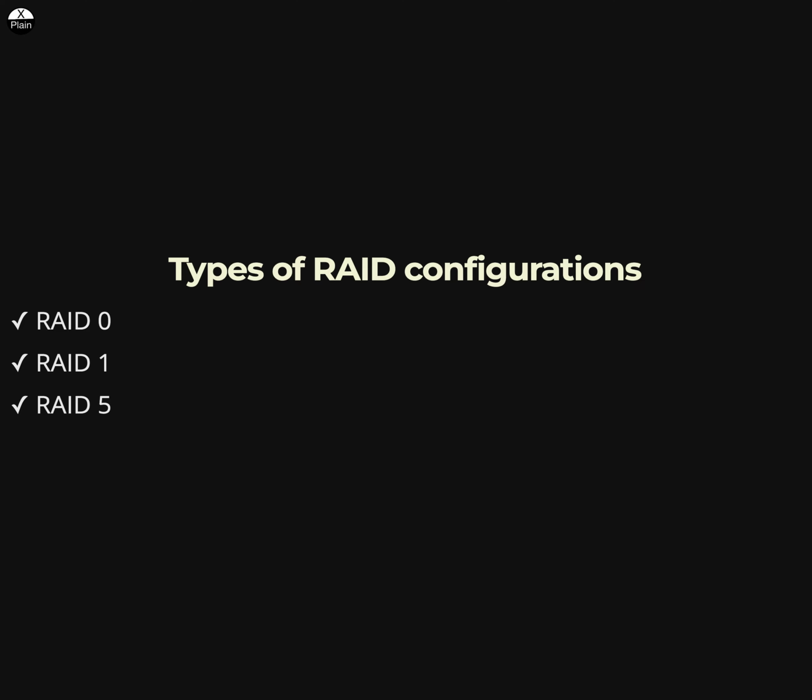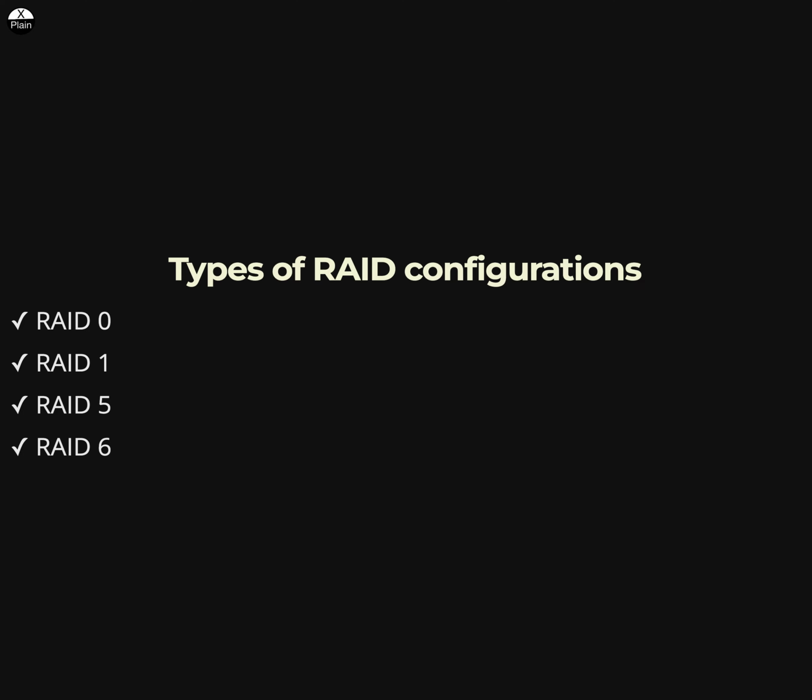RAID 5 is a configuration that is used to improve the capacity and reliability of a storage system by striping the data across multiple drives and using parity to provide redundancy. In RAID 5, the data is striped across the drives and a parity block is also written to one of the drives. If a drive fails, the data can be reconstructed from the parity block and the remaining drives. RAID 5 provides good read and write performance, but requires at least 3 drives.